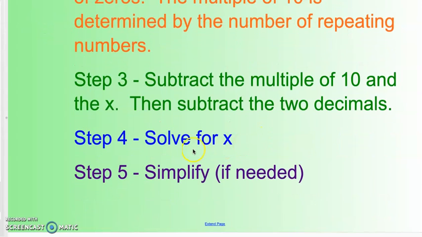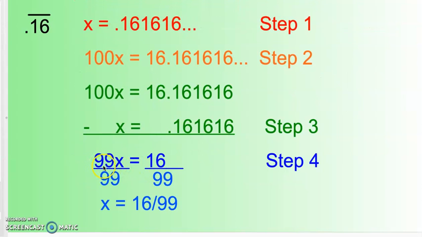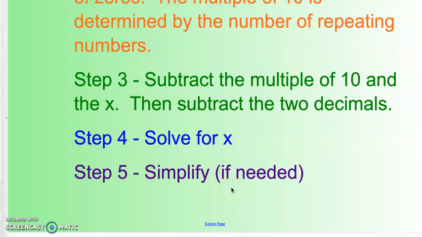Step number 4, solve for x. When we subtract them, we get down to, in this case, 99x, so there'll always be something in front of the x, equals our whole number on the other side. So all I have to do is divide by whatever number is next to x, because there will always be a number next to x. The opposite of a number next to a variable, which is multiplication, would be division. So we're dividing by 99. I can't do 66 divided by 99. Well, I could, but that would get me back to my decimal. I'm going to leave it as a fraction because that's what I need. Then I simplify if needed. Sometimes you need to, but most of the time, you're not going to need to simplify.